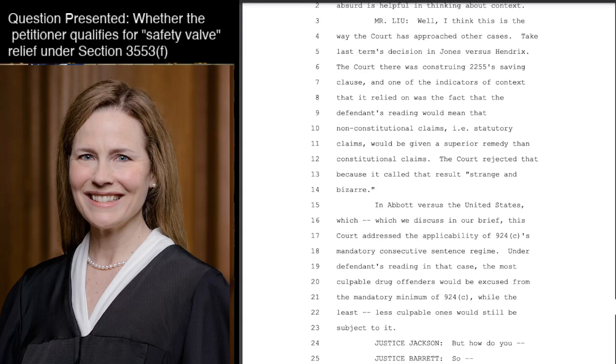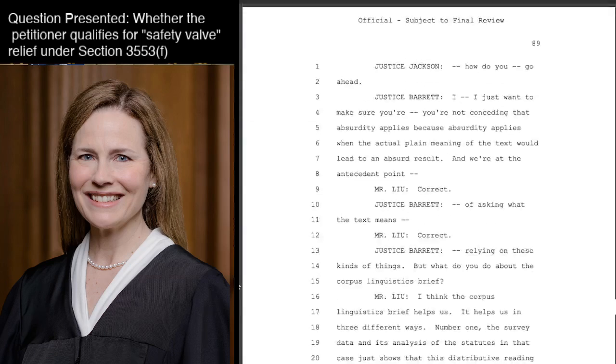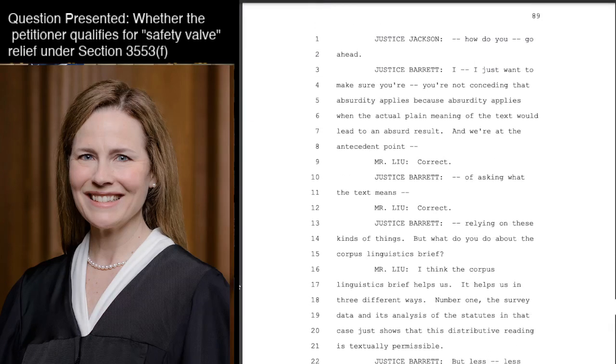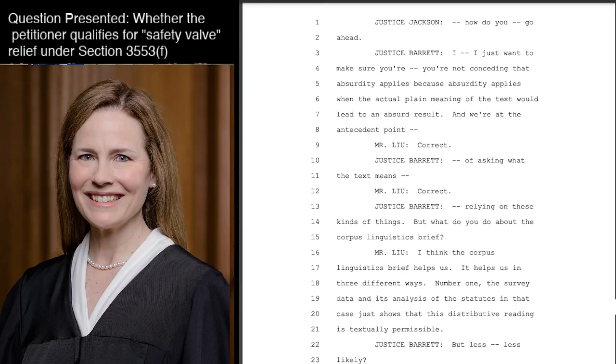But how do you? Go ahead. I just want to make sure you're not conceding that absurdity applies, because absurdity applies when the actual plain meaning of the text would lead to an absurd result, and we're at the antecedent point of asking what the text means. Correct. Relying on these kinds of things.